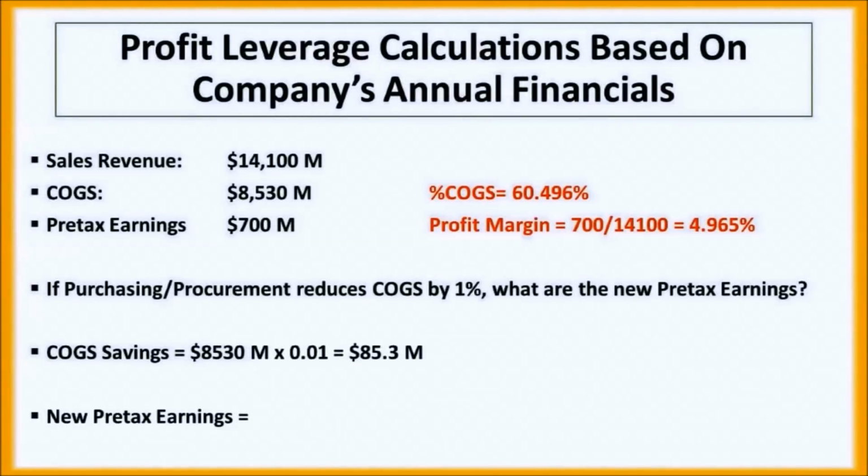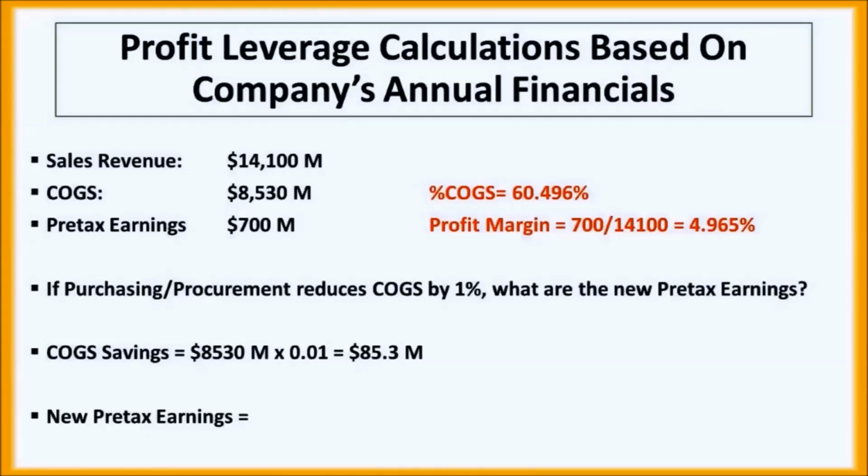So first we have to calculate what the savings are that the purchasing and procurement area was able to acquire. So how much did they actually save? Well, they saved 1% of the cost of goods sold. So we take the cost of goods sold, 8530, and multiply it by 0.01, which is the decimal format for a percentage, and we get that they saved $85.3 million.